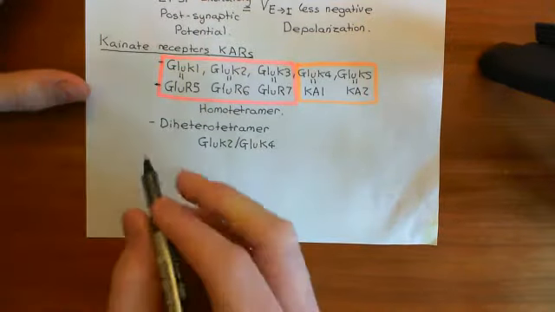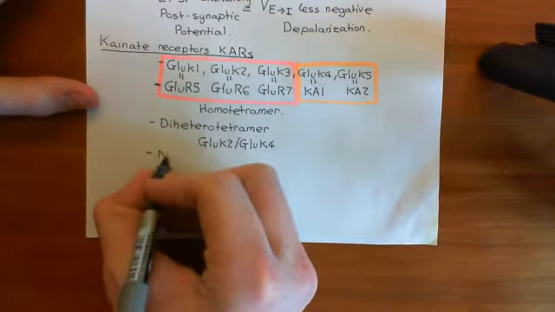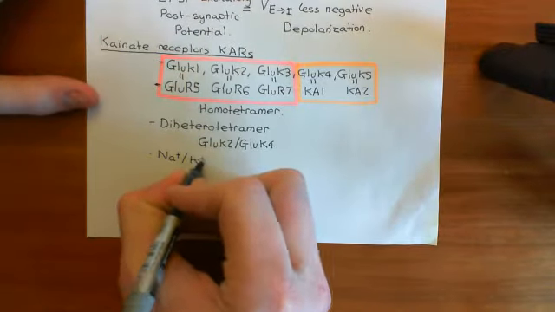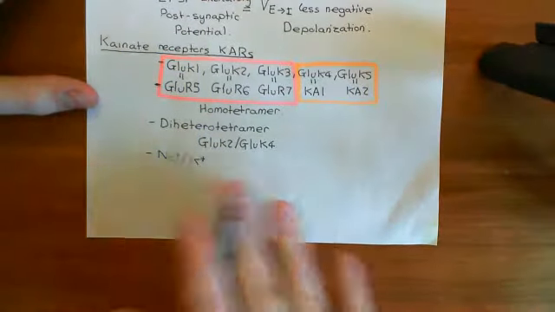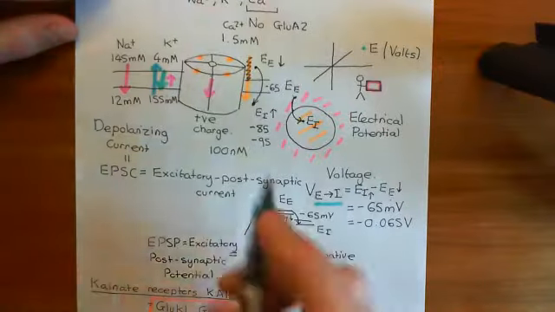Well, this is almost identical to the AMPA receptors. Basically, the kainate receptors are permeable to both sodium and potassium ions, but not to calcium ions, so they don't have permeability to calcium at all. But it's the exact same setup as for the AMPA receptors.